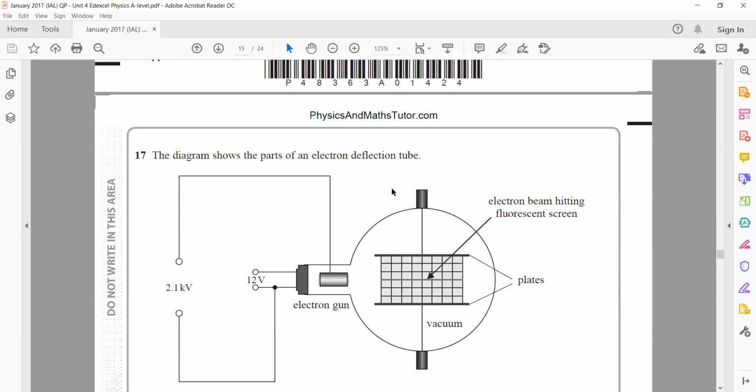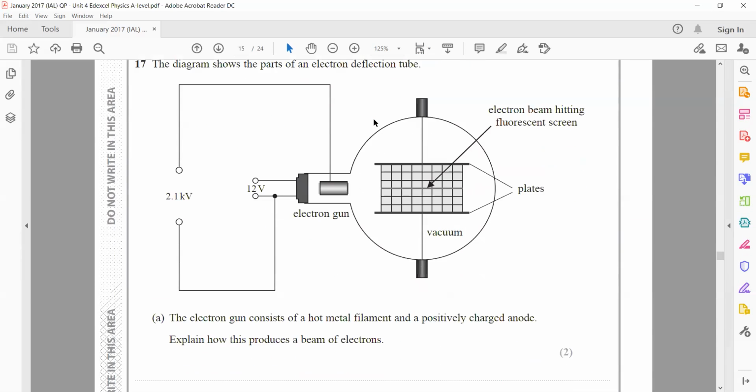Okay, in this question, the diagram shows a part of an electron deflection tube. You have a vacuum, 2 electrodes, and an electron beam hitting a fluorescent screen. When this electron beam hits the fluorescent screen, that point will light up or give off light. 2.1 kilovolt is applied, and between the two electrodes the voltage is 12 volts. The electron gun consists of a hot metal and a positively charged anode.